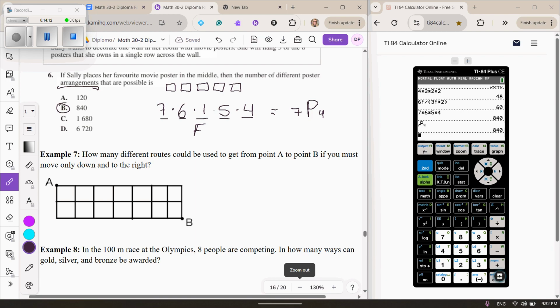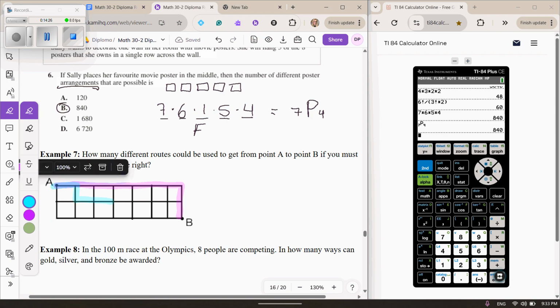All right, example number 7 says, how many different routes could be used to get from A to B if you must move only down and to the right? So you can picture it, right? Here's one path from A to B. Here's another path from A to B. Here's a third path from A to B, but I've only highlighted a few. There are lots of them. So this is another example of an identical object question.